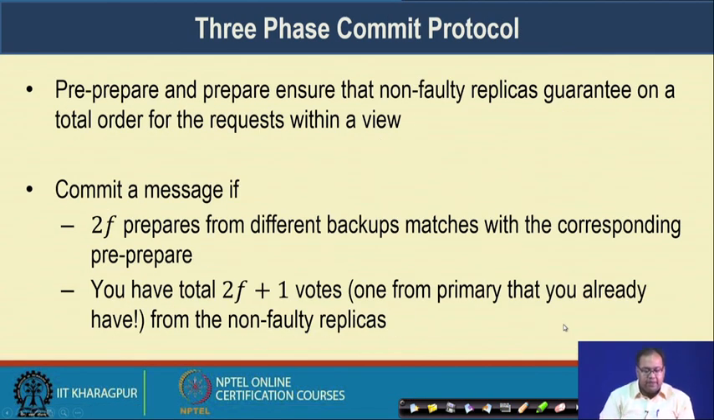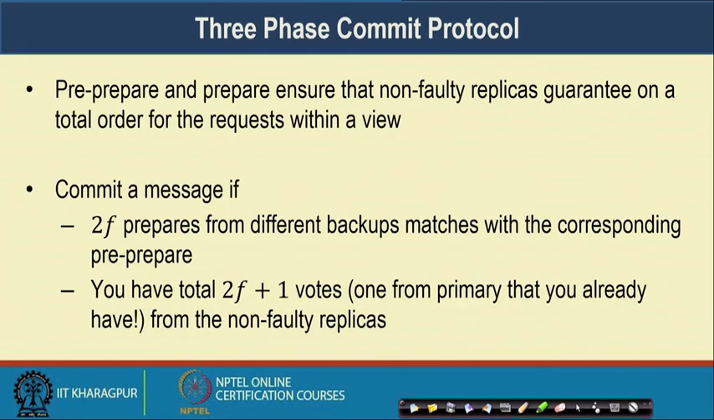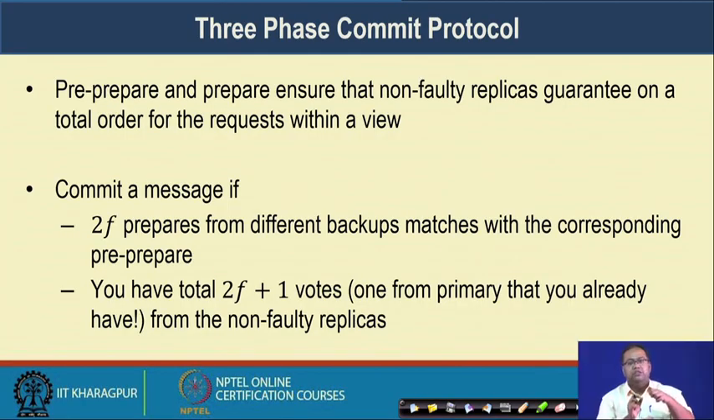Now, these two stages, the pre-prepare and prepare, ensure that non-faulty replicas guarantee a total order of the requests within a view. So, every individual request is assigned one sequence number by the primary. Once the primary assigns a sequence number to individual messages or transactions coming from the client, all these messages are ordered based on the sequence number assigned by the primary.